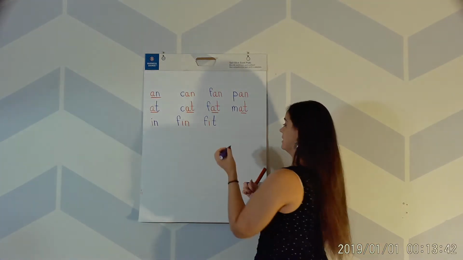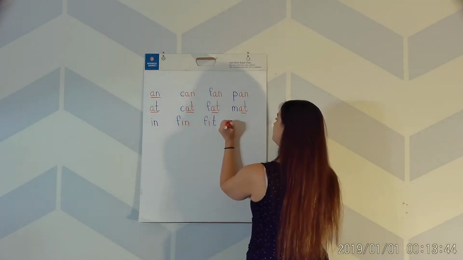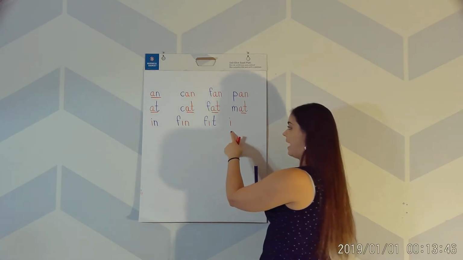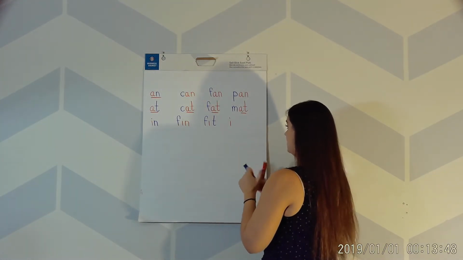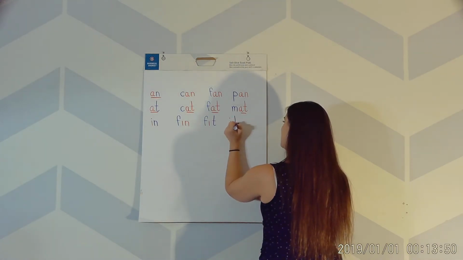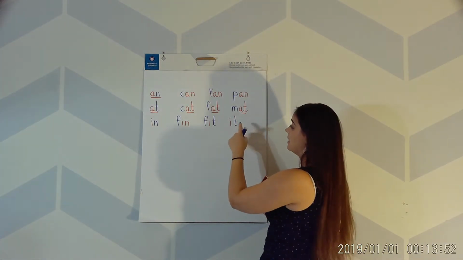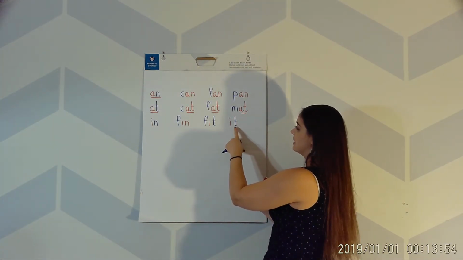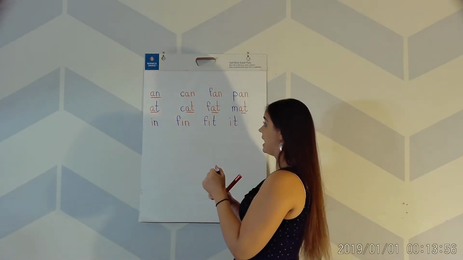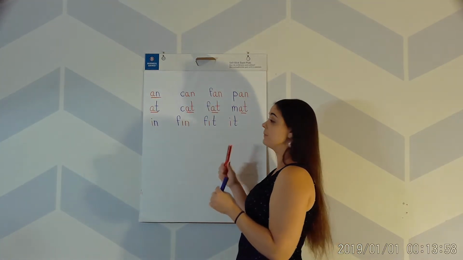Okay, next word. It. I says i. T says t. Let's blend. It. Alright, let's go ahead and read these words.